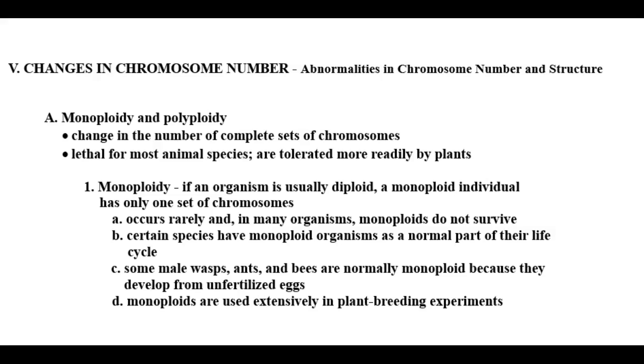Let's talk about monoploidy. So if an organism is usually diploid, a monoploid only has one set, mono one. It occurs rarely in many organisms. Monoploids do not survive. However, certain species have monoploid organisms as a normal part of their life cycle. Like, we're going to look at bees. Let's go ahead and look at bees. The gender in honeybees is not determined by sex chromosomes. It's actually determined by whether the egg is fertilized or not.